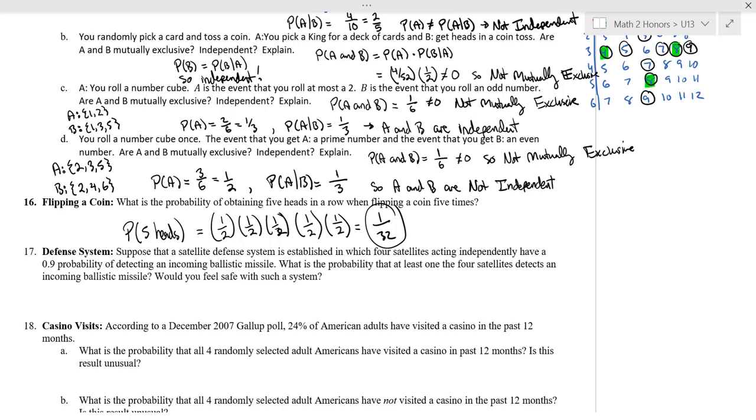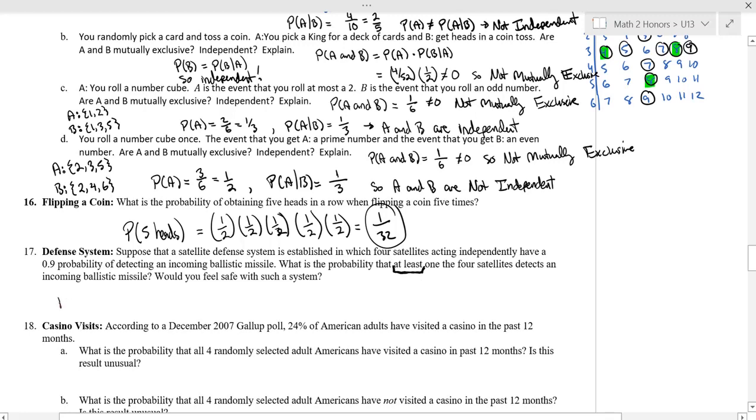17. Suppose a satellite defense system is established in which 4 satellites acting independently have a 0.9 probability of detecting an incoming ballistic missile. What's the probability that at least one of the 4 satellites detects an incoming ballistic missile? So remember, when you see at least, think the backdoor approach, like we said before. So think about the opposite.